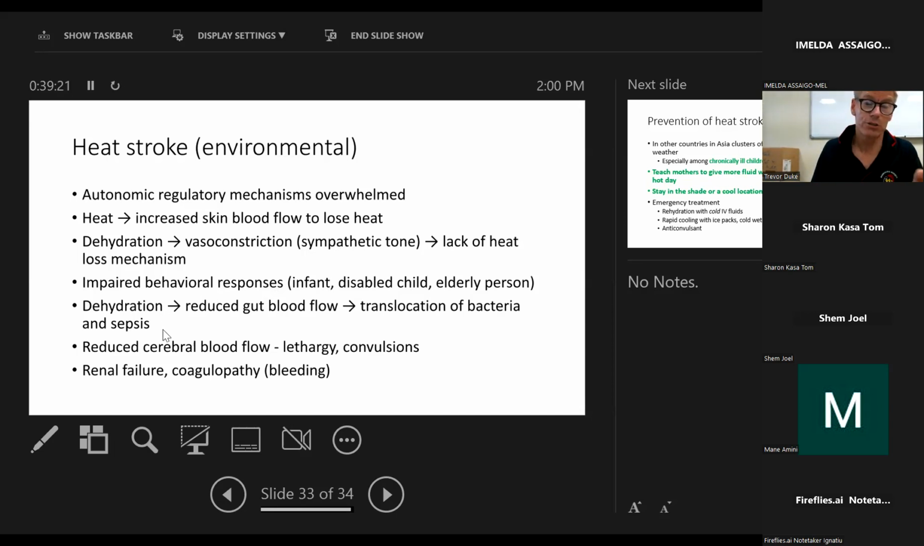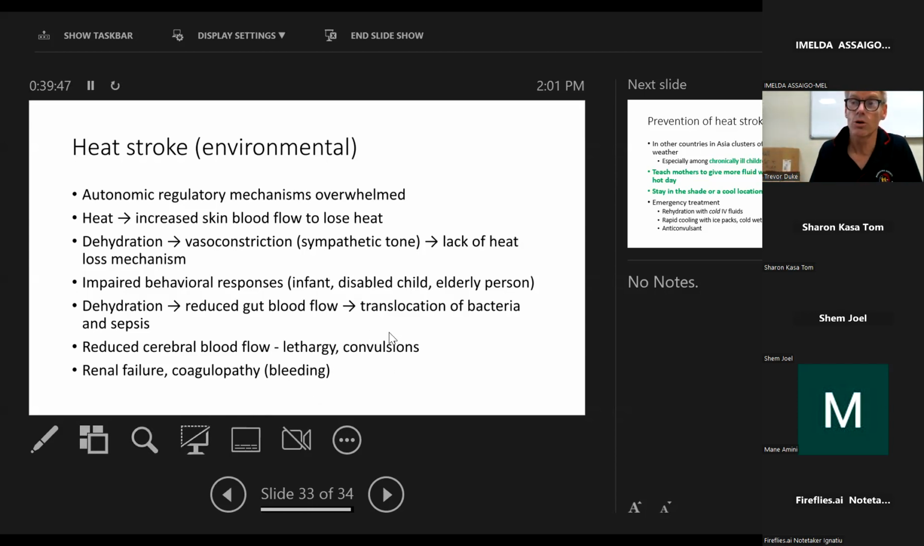They have dehydration, and that causes a reduction in blood flow to their bowel, and they then get the bacteria going into their bloodstream because they have like ischemic bowel, and they get reduced cerebral blood flow because they're hypovolemic and dehydrated, and they become lethargic and they have convulsions, and they go into kidney failure and have like multi-system failure. And so that's the end result of heat stroke.